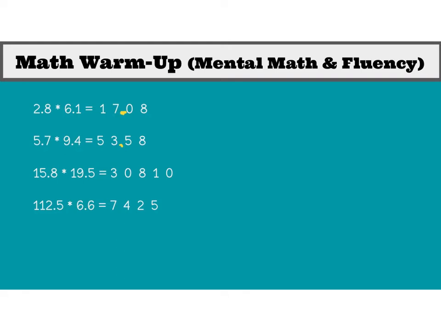The third problem, our decimal point would go between the 8 and the 1. So we'd have 308 and 10/100ths. And last but not least, our decimal point would go between the 2 and the 5 for this problem, 742 and 5/10ths. How did you do?